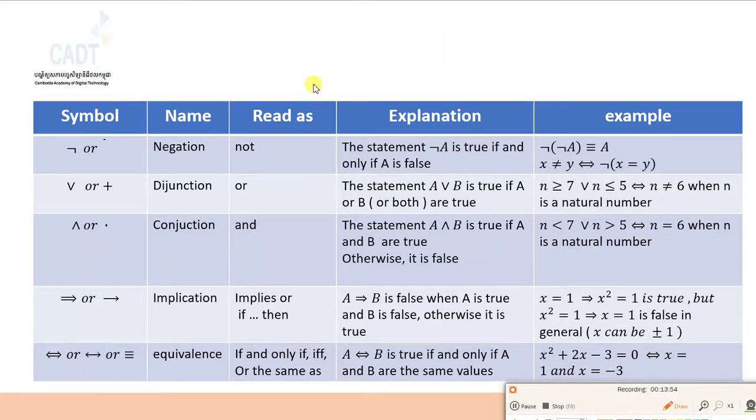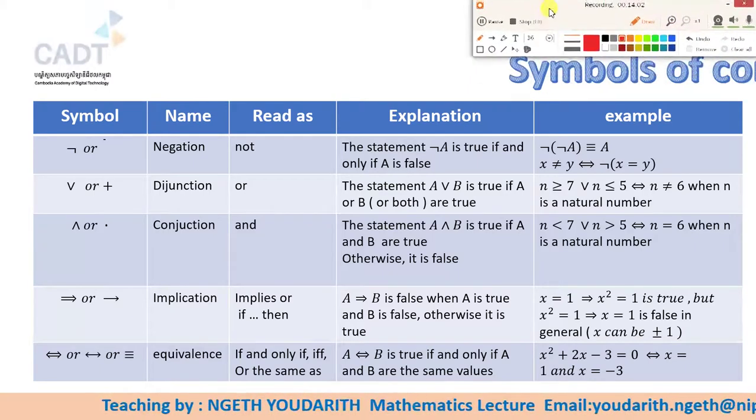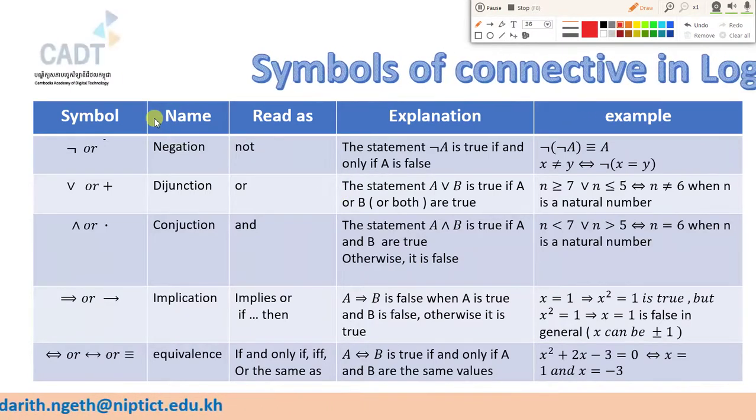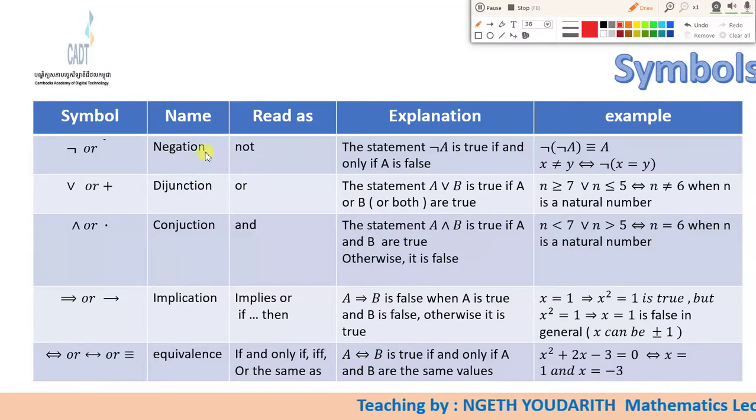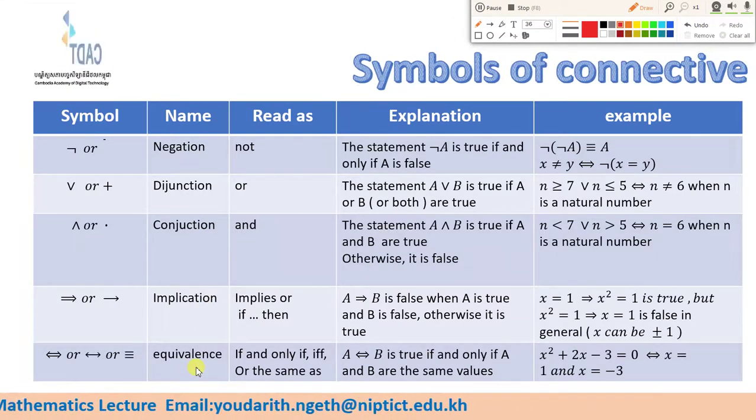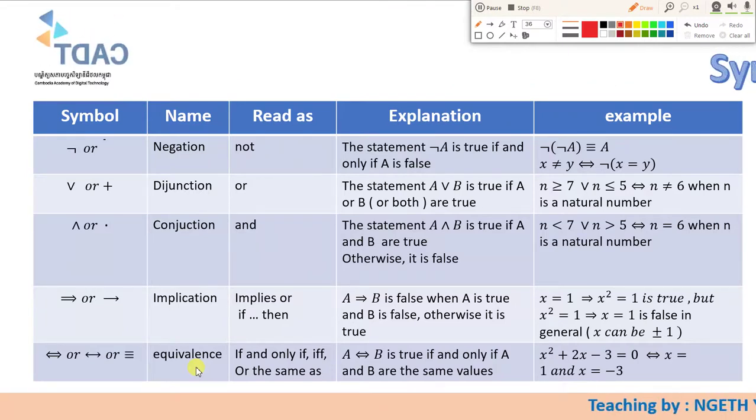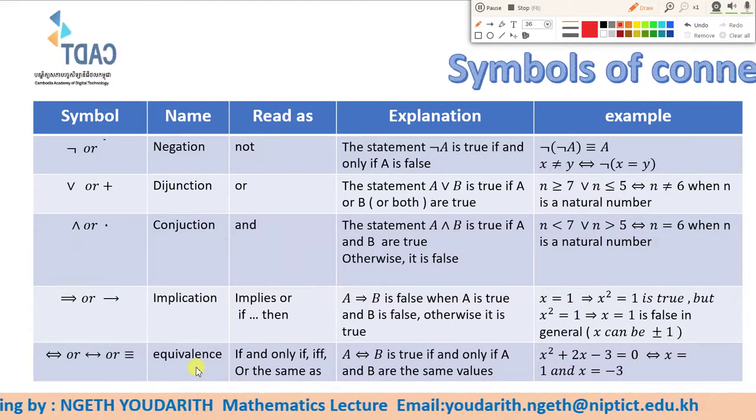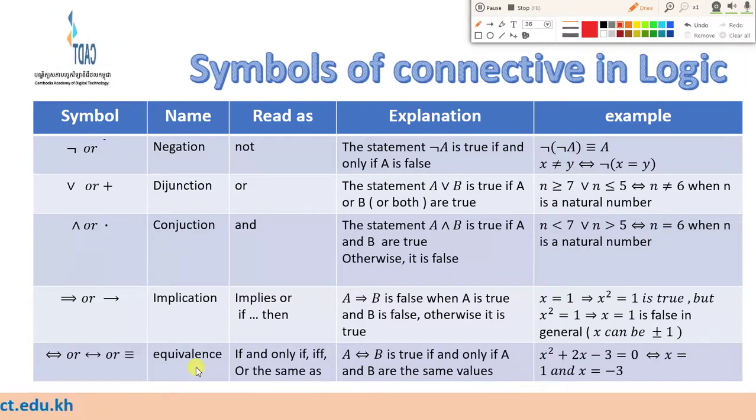So from this brief explanation of our symbols and our reading, it means that in logic there are five operations or five connectives: negation, disjunction, conjunction, implication, and equivalent. Equivalent is sometimes called logical equivalence. This is our connective in logic. How many connectives and how many operations are there in logic? There are five connectives, or five operations.